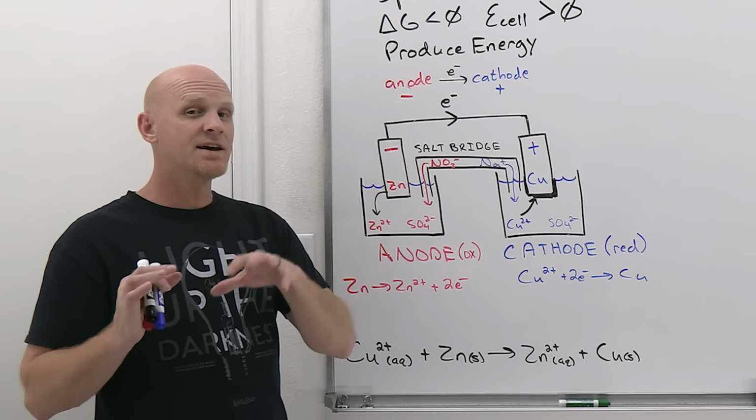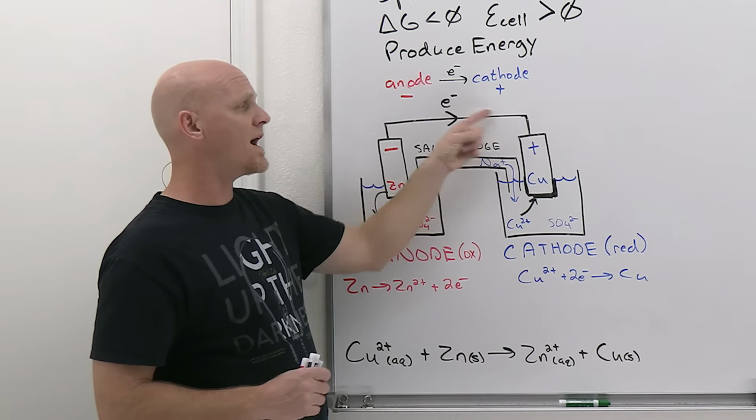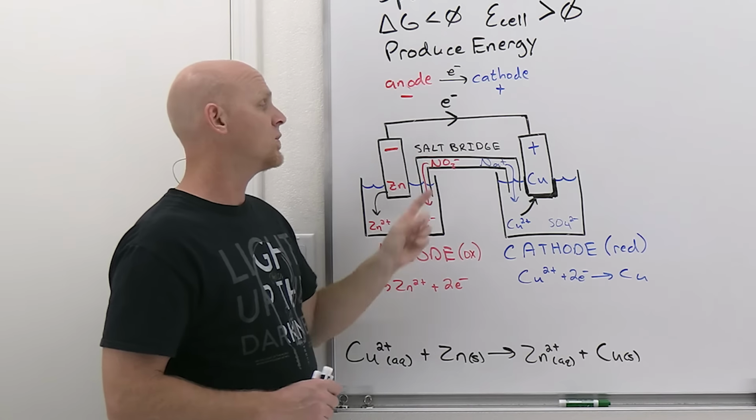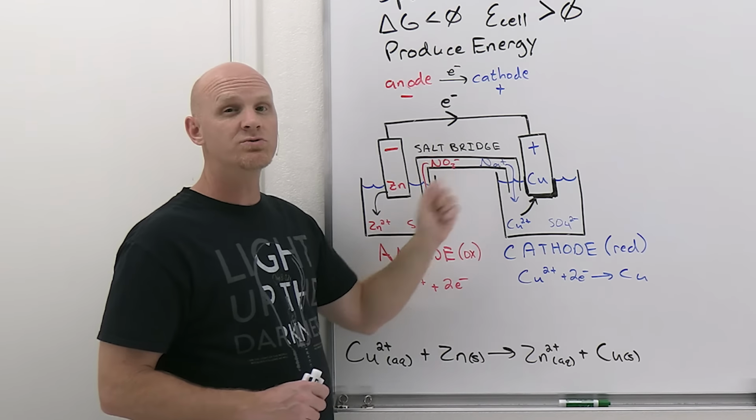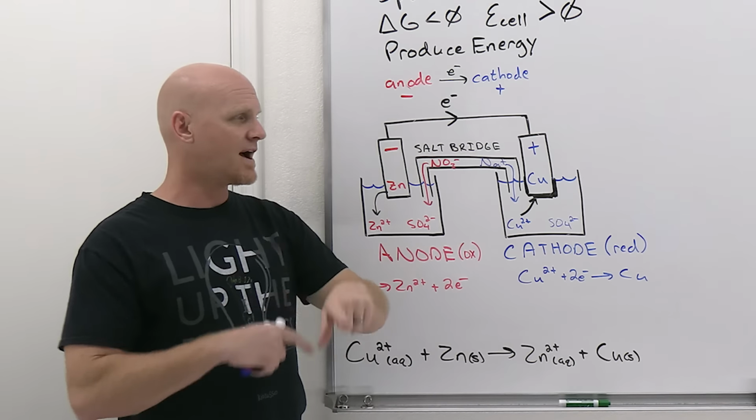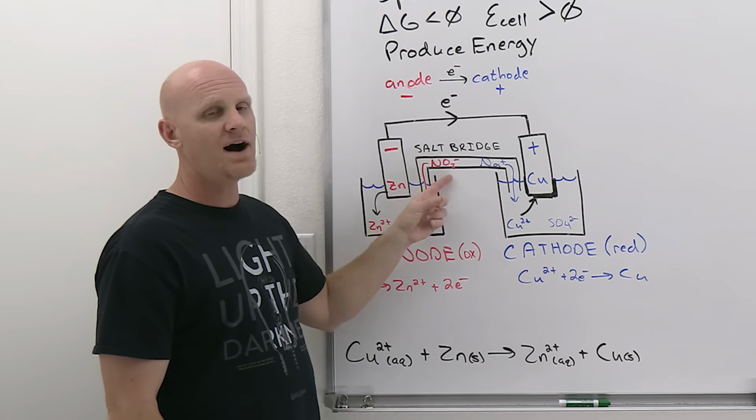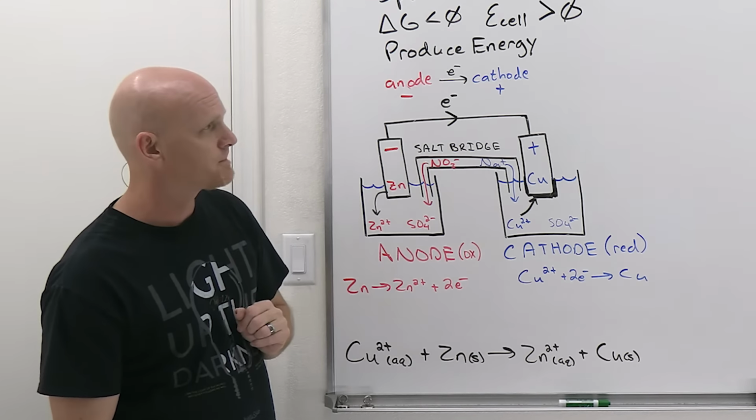Cool, you should definitely distinguish that electrons are flowing through the wire between the two half cells, whereas it's ions flowing through the salt bridge. Don't get that backwards. So electrons flow through the wire, ions flow through the salt bridge.